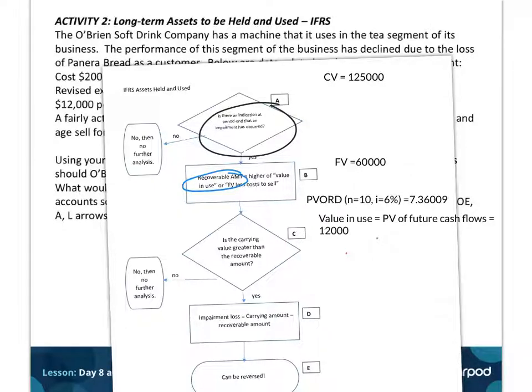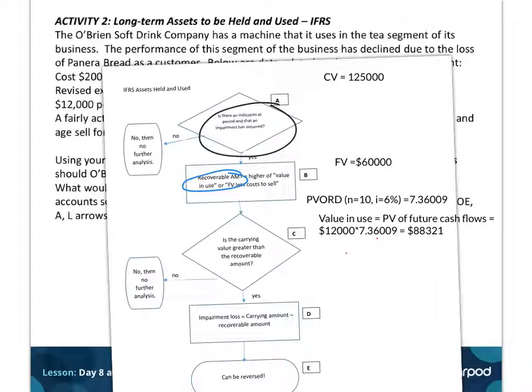So we had $12,000. That was our annual cash flows for 10 years. So that's our annuity, if you will. We're going to multiply that by the annuity factor, and that is going to give us a value in use of 88,321. Just so you remember, we're talking dollars here. Our fair values are dollars and our carrying values are dollars.